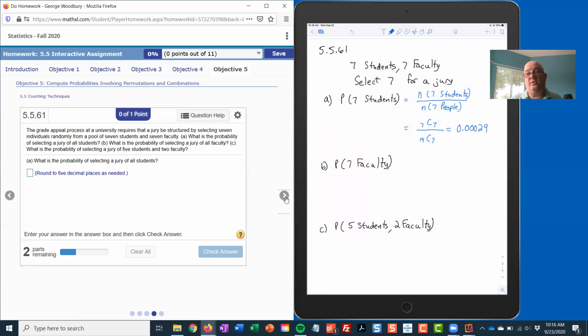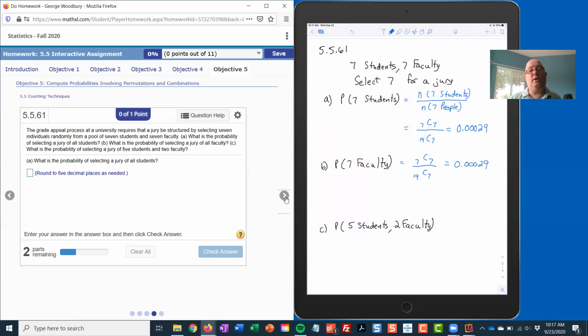For 7 faculty, it's going to be exactly the same. It's going to be 7 out of the 7 faculty instead of the students, and still 7 out of the 14 people. And that should work out to be exactly the same.